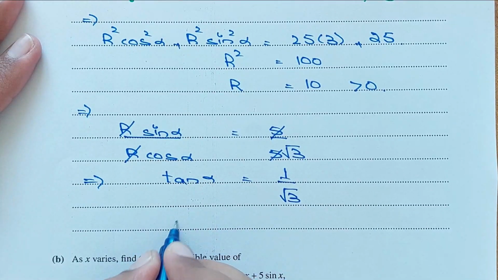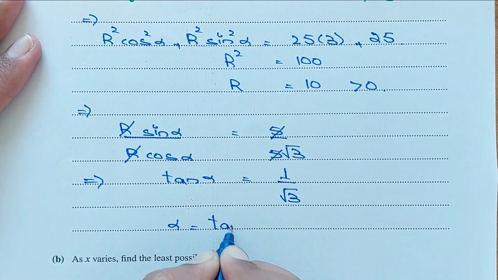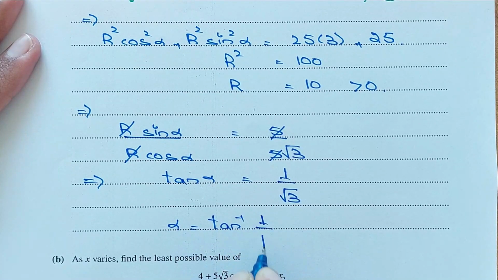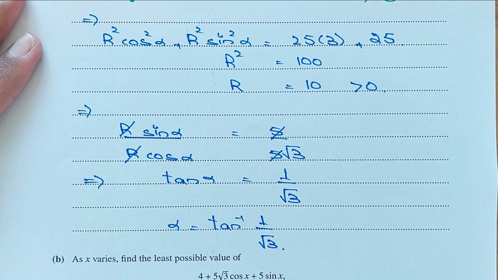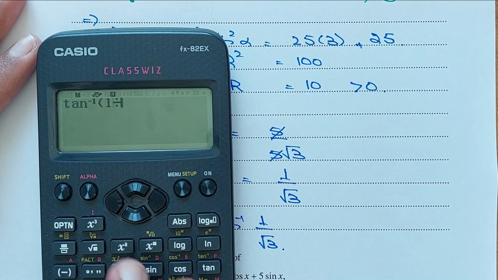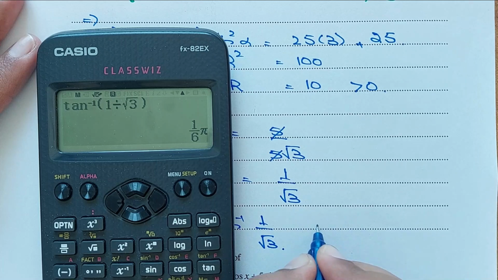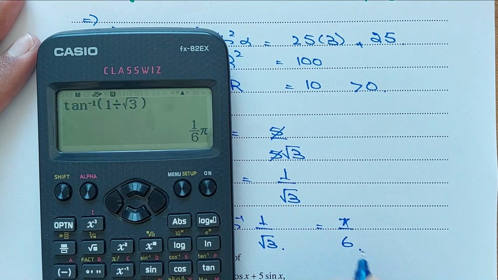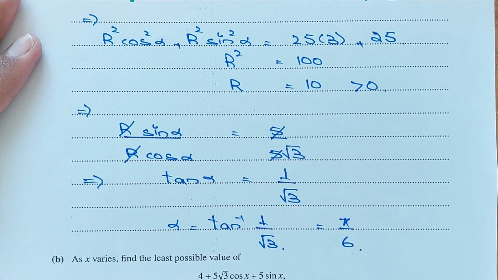Right. Now let me solve for alpha, which is tangent inverse of 1 over square root of 3, and it must lie in the first quadrant, right? So tangent inverse of 1 over square root of 3 is pi by 6. So alpha is pi by 6, right?